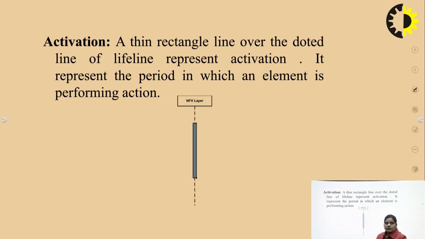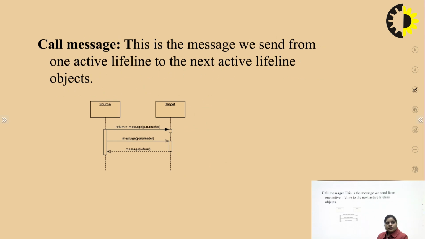Next one is activation. That thin line over the dotted line of the lifeline represents the activation, up to which time that particular object or layer is going to be activated. Over the dotted line which shows the lifeline, we have a thin rectangle which represents the activation, the period in which an element is going to perform an action. Okay. The next one is call message.